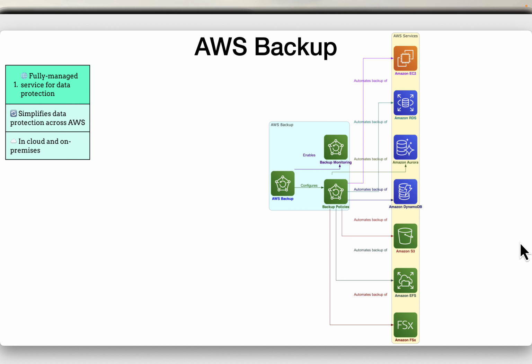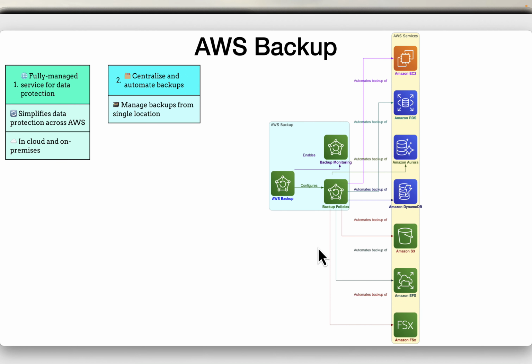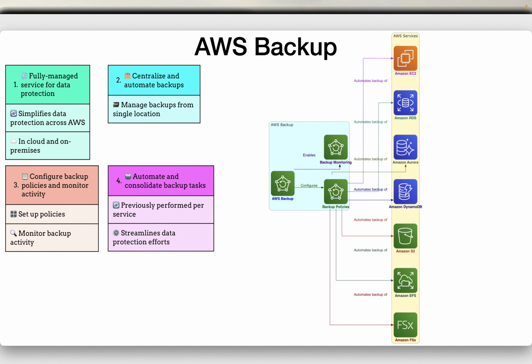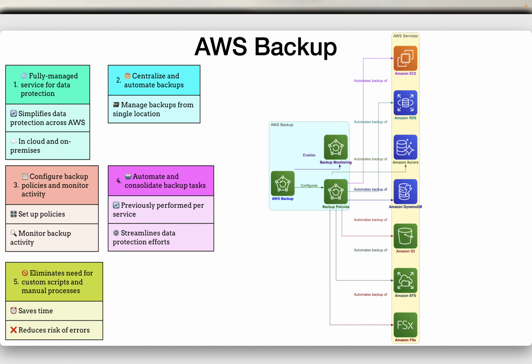So what is AWS Backup? AWS Backup is a comprehensive managed service that simplifies data protection across various AWS services, both in the cloud and on-premises. With AWS Backup, you can centralize and manage your data protection processes, managing all your backups from a single location. The service allows you to set up backup policies and monitor the backup activity for your AWS resources in one convenient place. AWS Backup helps you automate and consolidate backup tasks that were previously performed individually for each service, streamlining your data protection efforts.